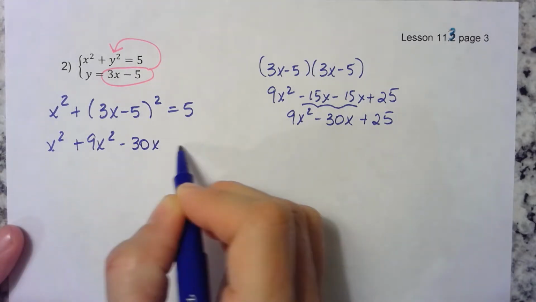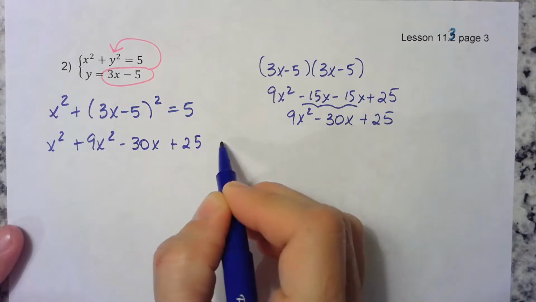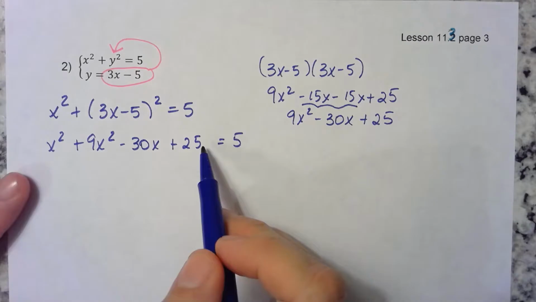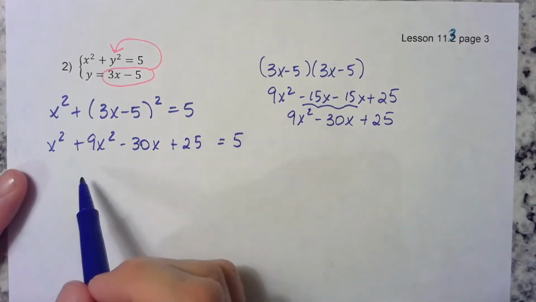Now you want to be careful. If this had been a minus right here, you would need to have this in parentheses because you need to subtract the whole thing. But since it's a plus, we can continue on as it is. So combine like terms. This is quadratic, so it does need to be equal to 0.